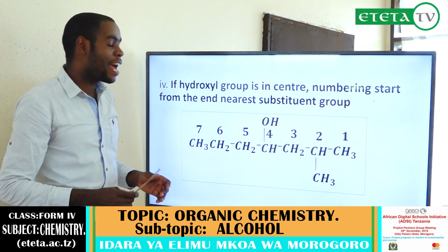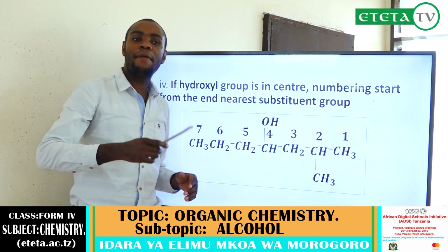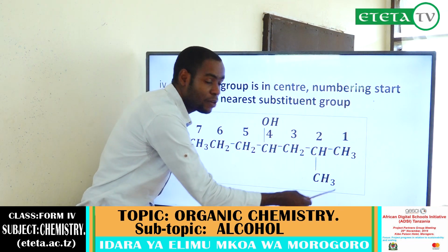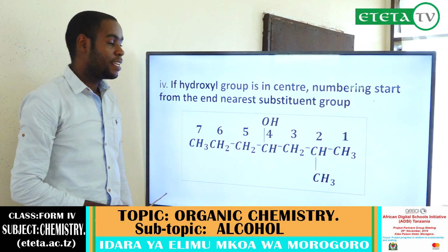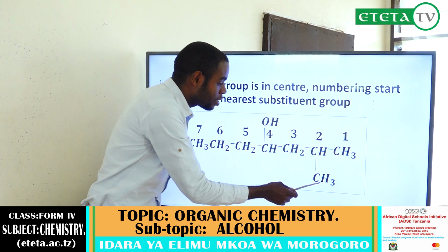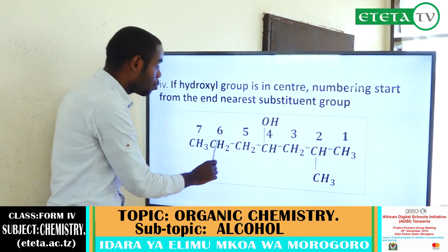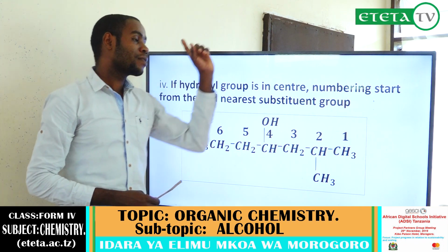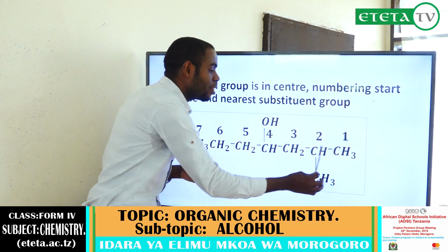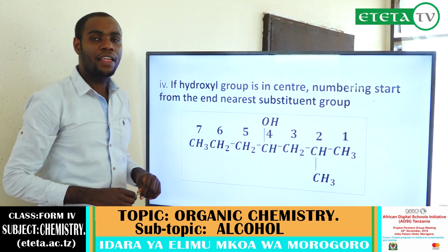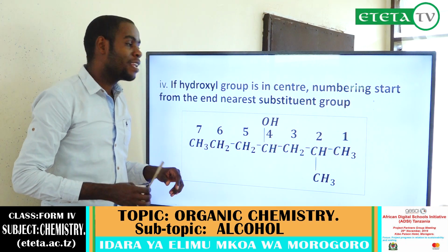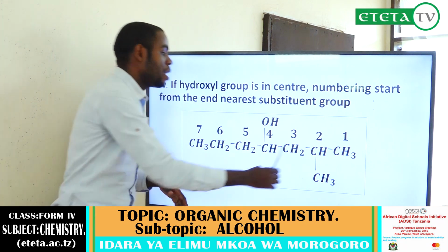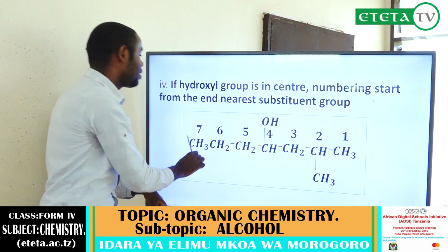The point to consider now is the substituent group. We number from the end nearest the substituent group. Here we have one substituent group, which is this one here. Now, from this substituent, if you start from left to right, it will be 6. But if you start from right to left, it will be 2. So 2 is smaller than 6. For that case, numbering will start from right to left, and it will be 1, 2, 3, 4, 5, 6, 7.